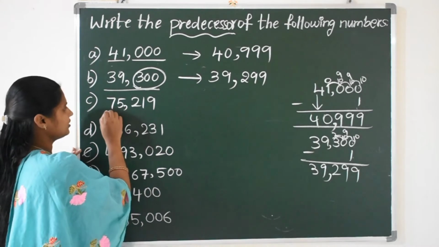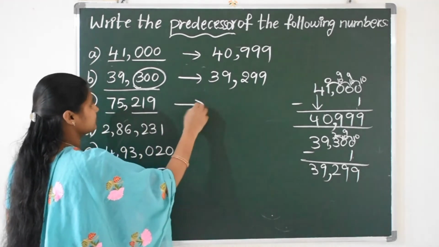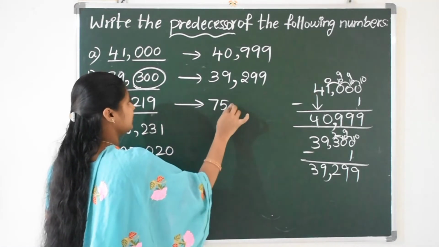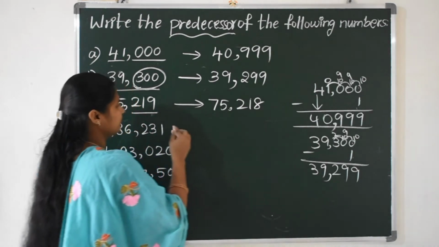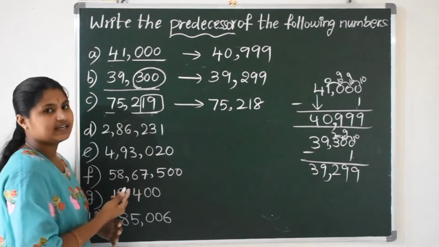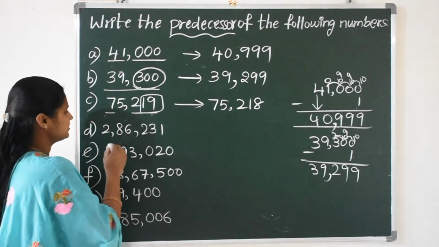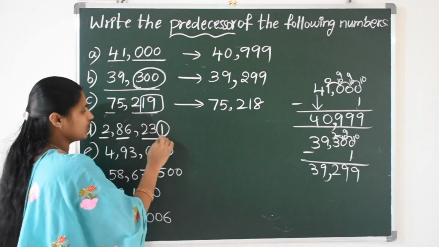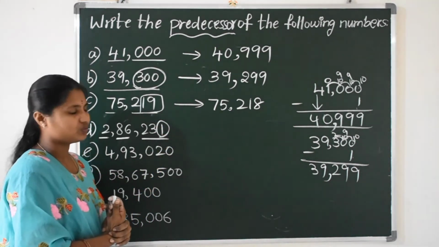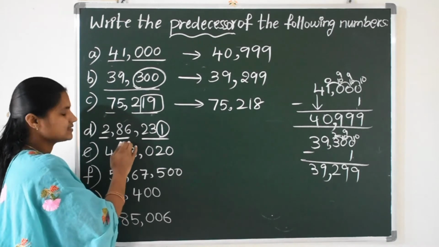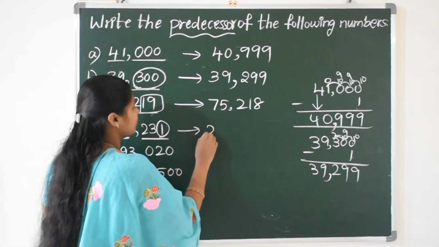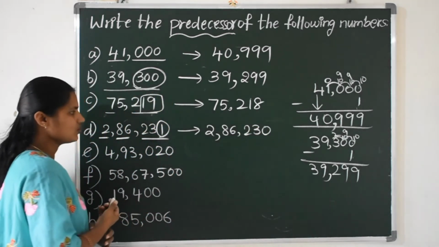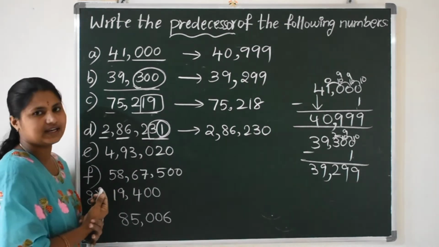Now see 75,219. It is very easy. 75,219. 75,218. Before 19, which number comes? 18. Okay. Next see 2,86,231. Yes, before 1, which number comes? 0. So 2,86,230. Very good. 2,86,230. Okay, or is 31 before 30 comes.